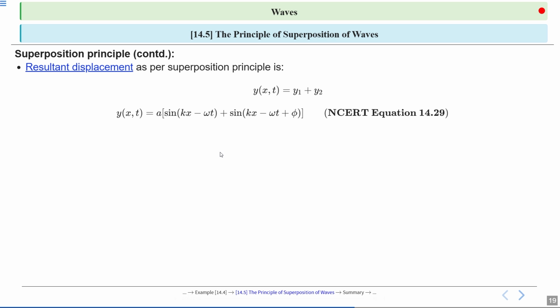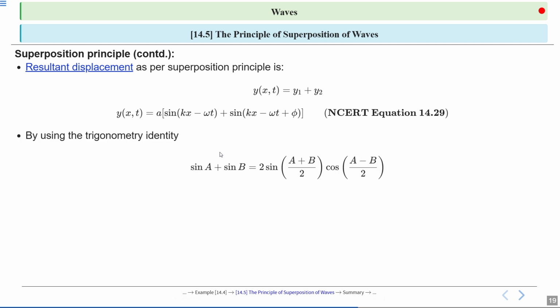The equation is y of x,t is equal to a into sine kx minus omega t plus sine kx minus omega t plus phi. In this formula, a is the amplitude, k is the wave number, omega is the angular frequency, and phi is the phase difference. So to simplify the sum of these two sine functions, we use a trigonometric identity. Sine A plus sine B is equal to 2 into sine of (A plus B) divided by 2, cos of (A minus B) divided by 2. This identity helps us rewrite the sum as a single sine function multiplied by a cosine factor.